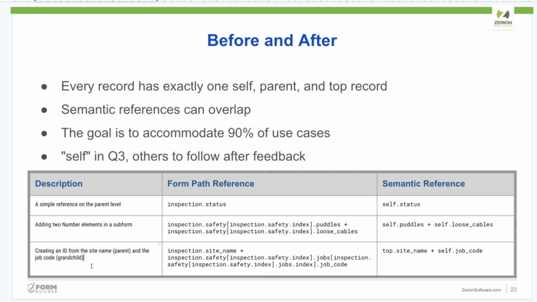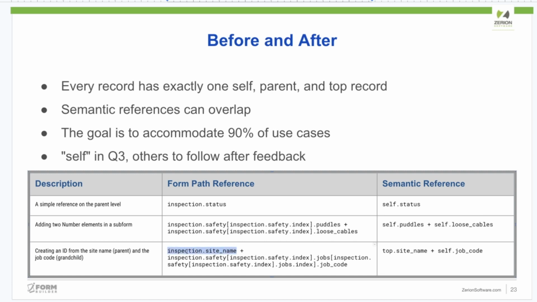And then this third one here, we're creating an ID from the site name, which is on the parent level, and the job code, which is going to be on the grandchild record. So if you think about a form where you're going to a place to do an inspection, you list the site name, you go into the different locations within that site, and then the different safety violations that you may have. And so you have to list the different corrective jobs that need to happen in order to firm that up.